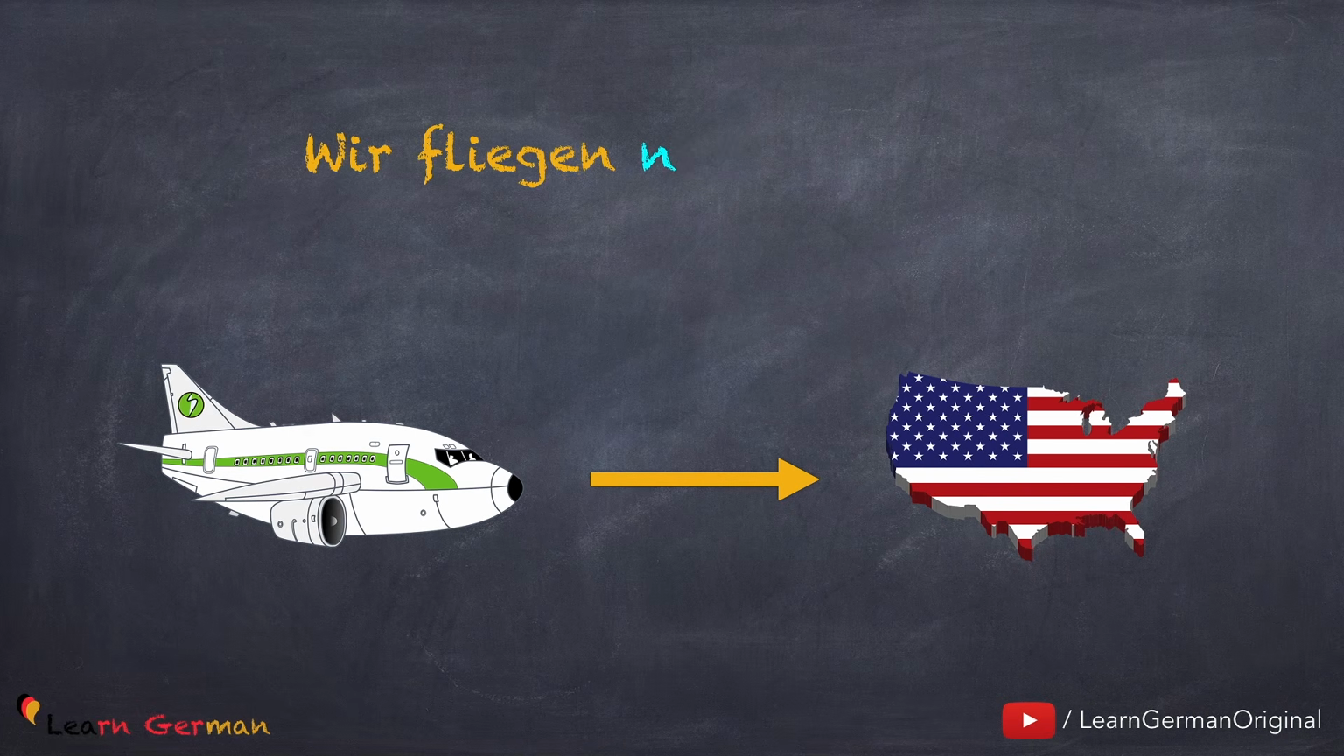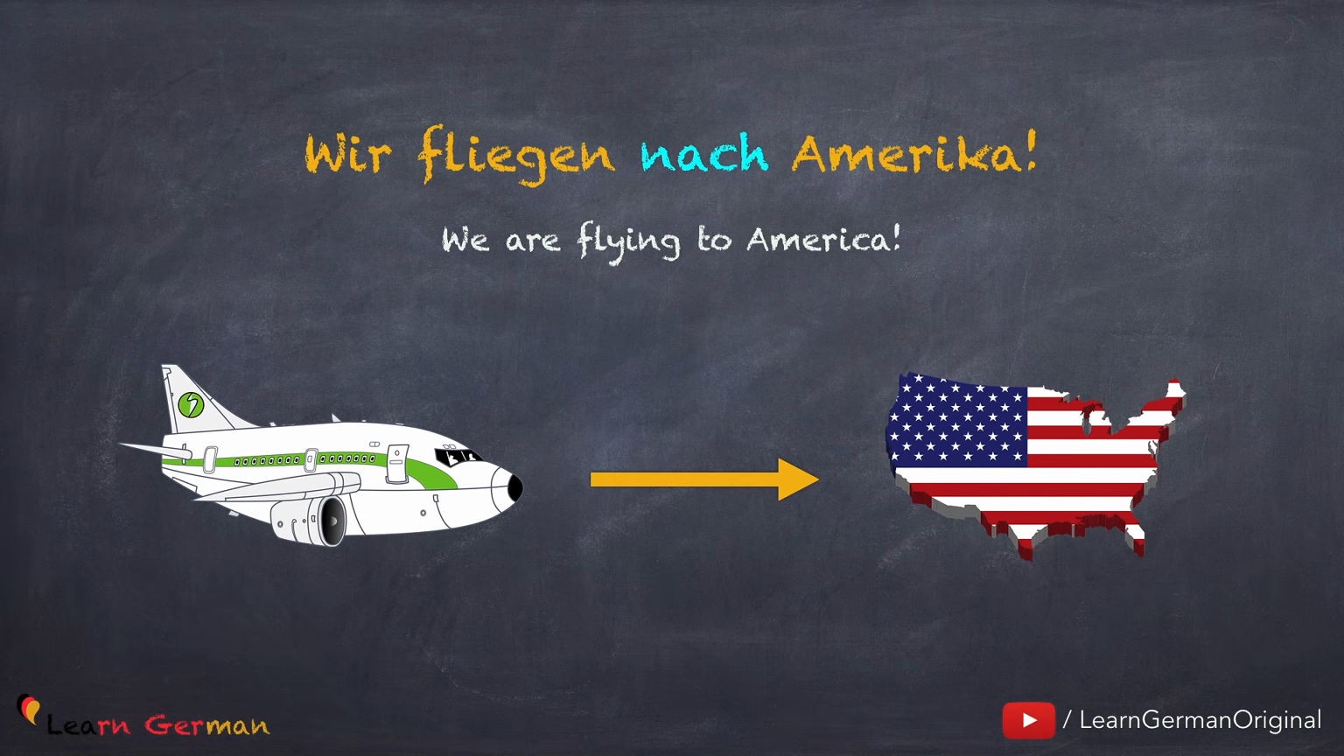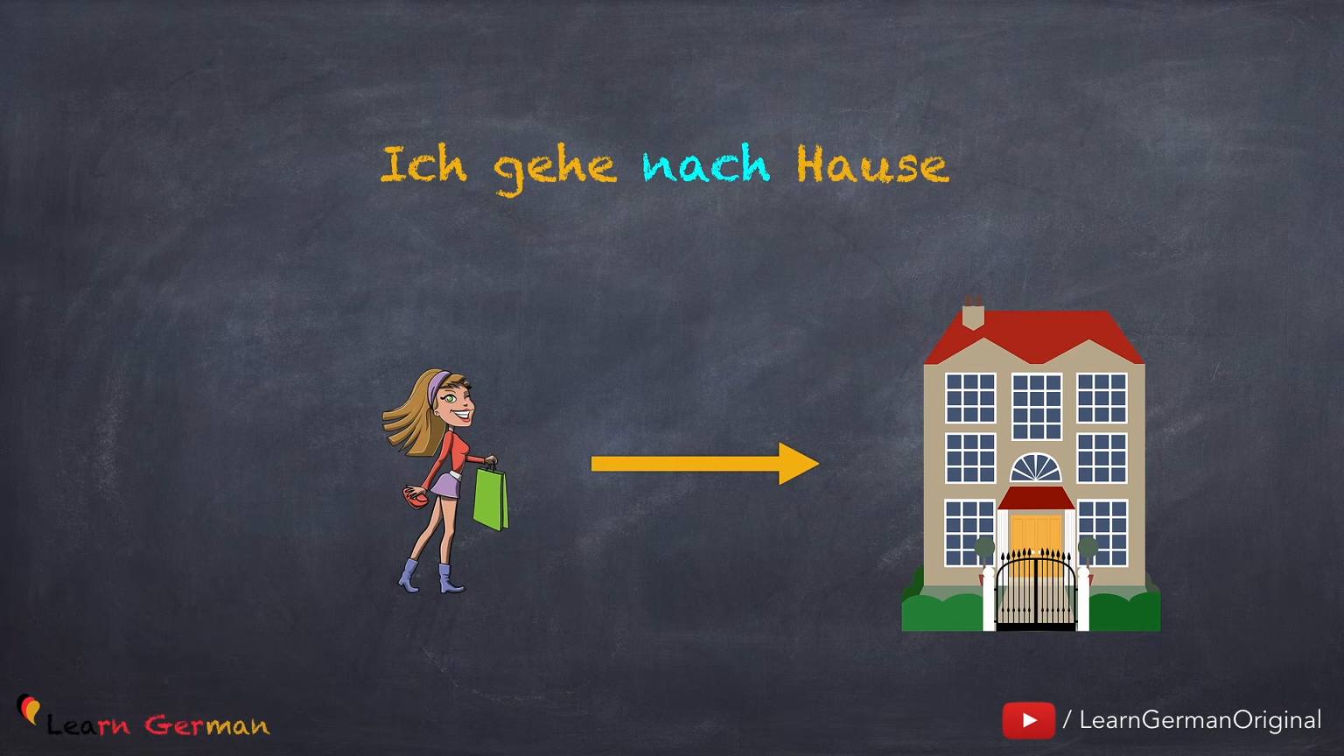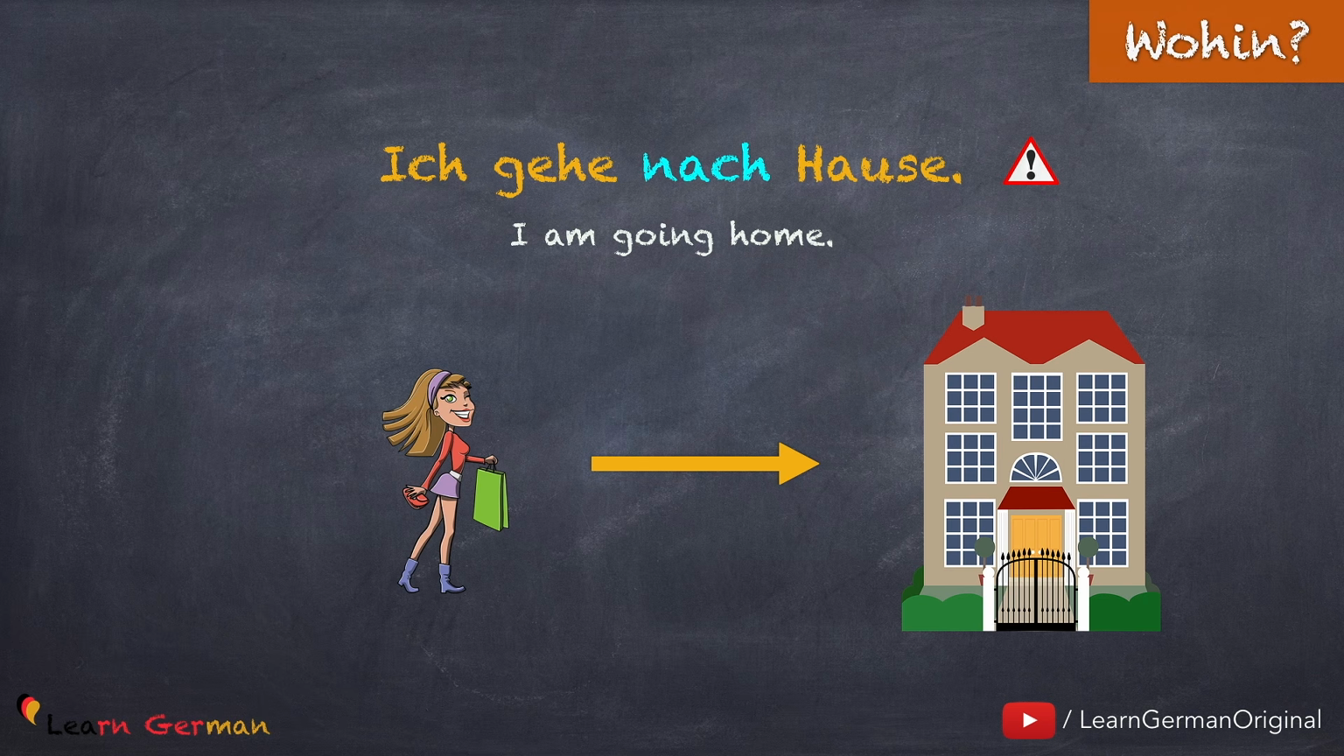Same rule applies when you're talking about a continent. Wir fliegen nach Amerika. Wohin fliegen wir? Nach Amerika. Well, here's an exception. Ich gehe nach Hause. House is neither a continent or a country or a city. But in this case, when you ask wohin, the answer should be nach Hause.